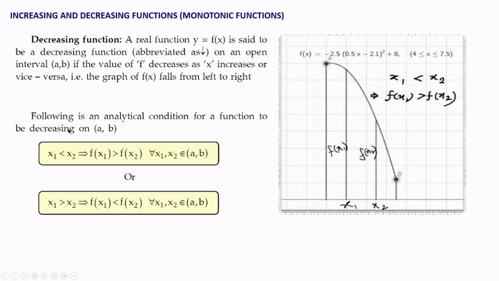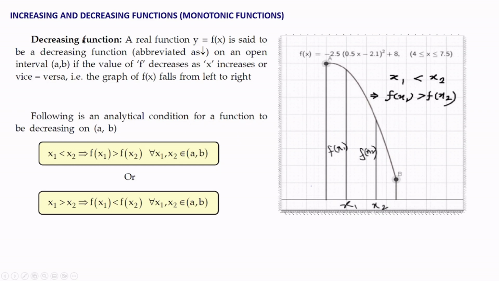So here we have an analytical condition for a function to be decreasing on a comma b. So x1 less than x2 implies f of x1 greater than f of x2 for all x1, x2 belong to this open interval a comma b, or x1 greater than x2 implies f of x1 less than f of x2 for all x1, x2 belong to the open interval a comma b. If one of these conditions is satisfied, then we call such a function a decreasing function.